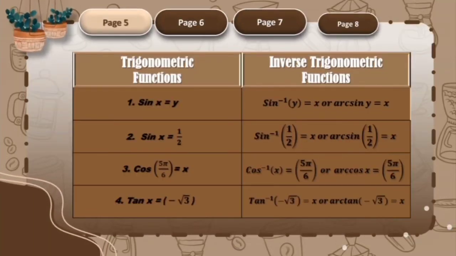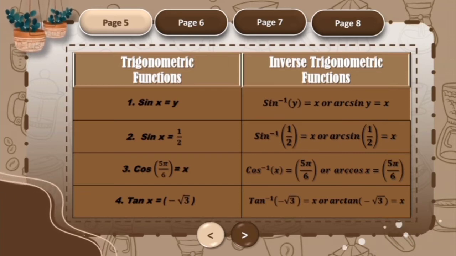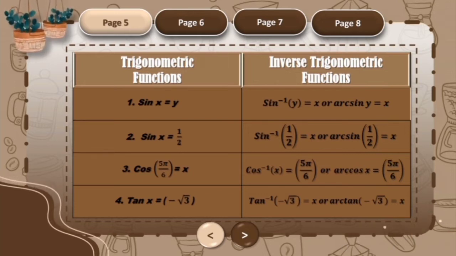Now that we know the given terms and symbols, let us focus on turning a trigonometric function into its inverse. Trigonometric function: sine x equals y. Inverse trigonometric function: sine inverse of y equals x, or arc sine y equals x. Trigonometric function: sine x equals 1 over 2. Inverse trigonometric function: sine inverse of 1 over 2 equals x, or arc sine of 1 over 2 equals x.